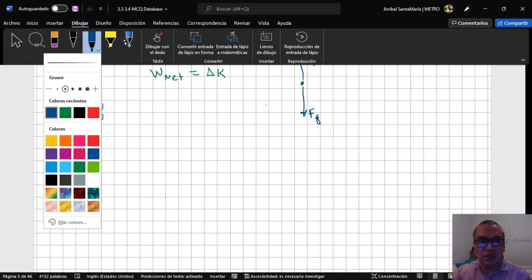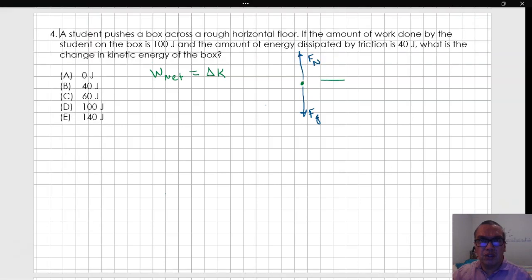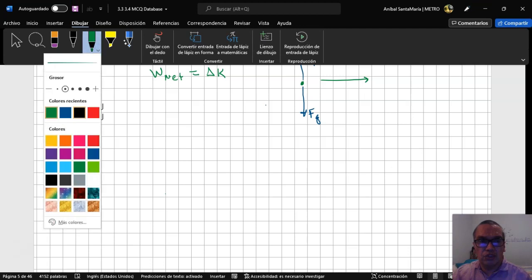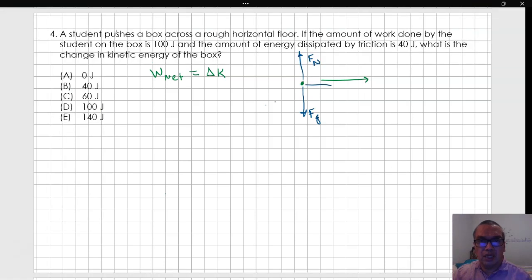Only the work done by friction and the work done by the pushing student need to be taken into account. The first one is positive 100 joules, and the second one is negative 40 joules. Therefore, the change in kinetic energy is 60 joules, which is option C.